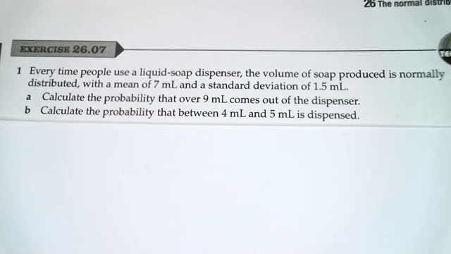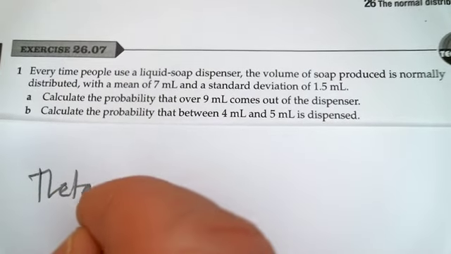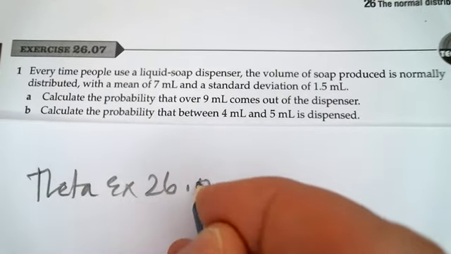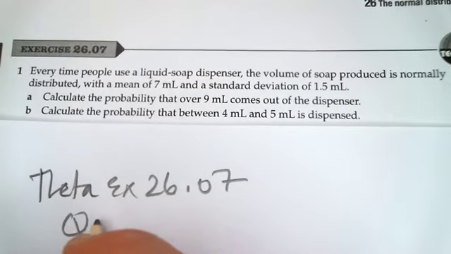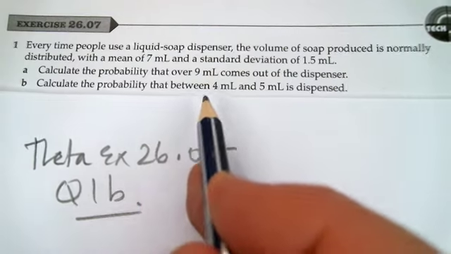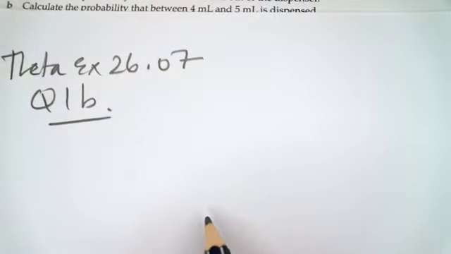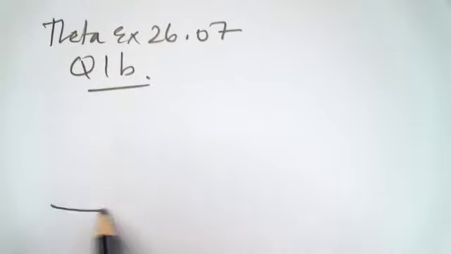Let's look at the next part, which is 26.07, 1b. So I'll write that out. Theta exercise 26.07, question 1b. So it says calculate the probability that between 4 and 5 is dispensed. All right, so we've got our Gaussian curve. Here we are.